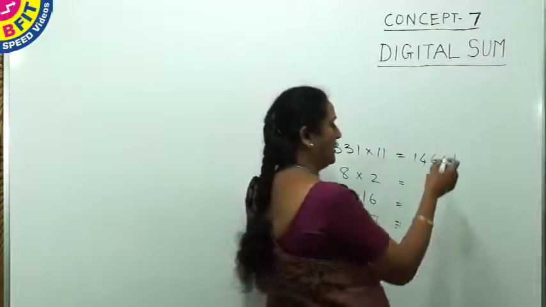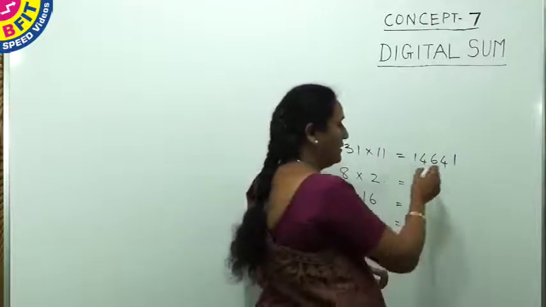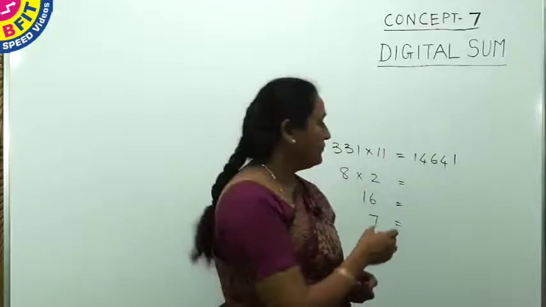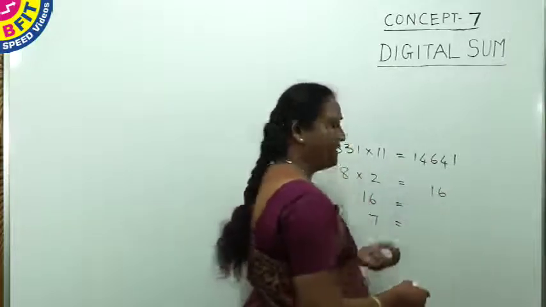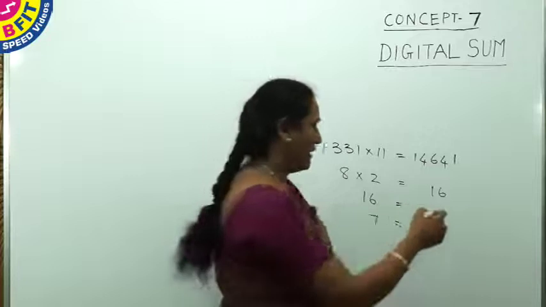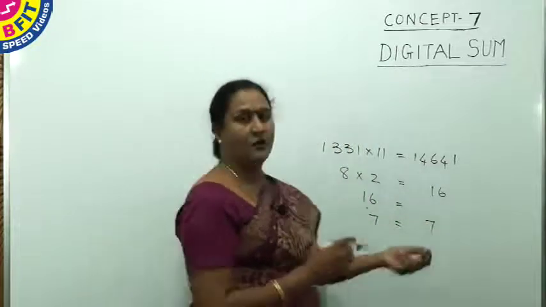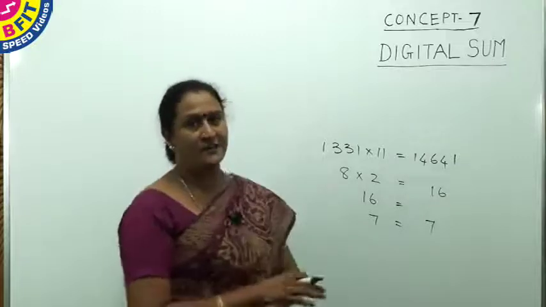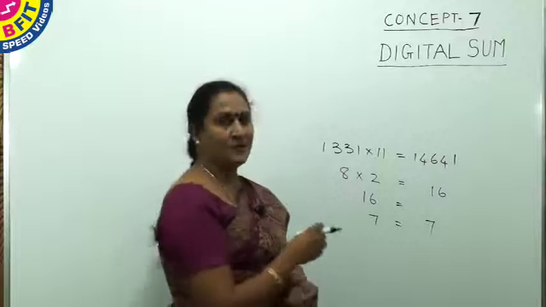So now add all the numbers. 1 plus 4, 5. 5 plus 6, 11. 11 plus 4, 15. 15 plus 1, 16. So we get 16. And now the digital sum on the right hand side is also 7. So we have got 7 on either side, so our working is correct. So for the verification process, this digital sum is used.